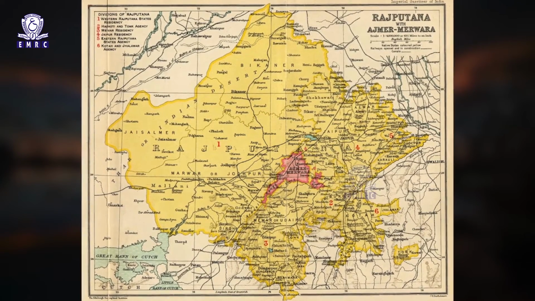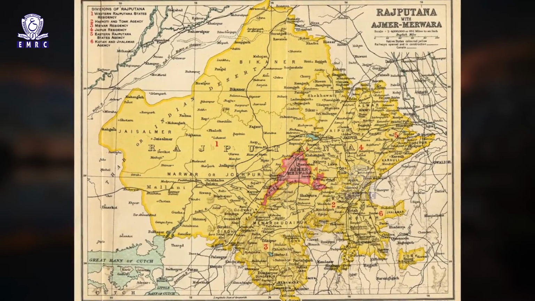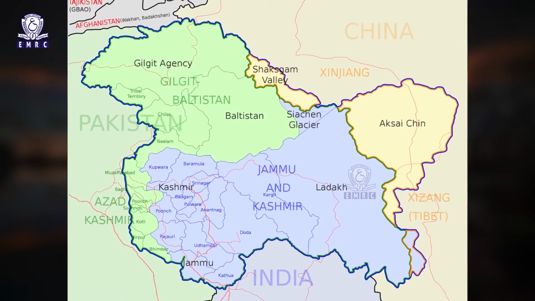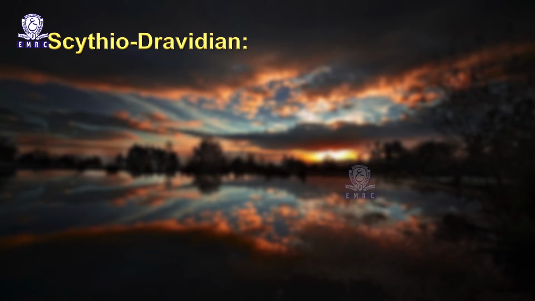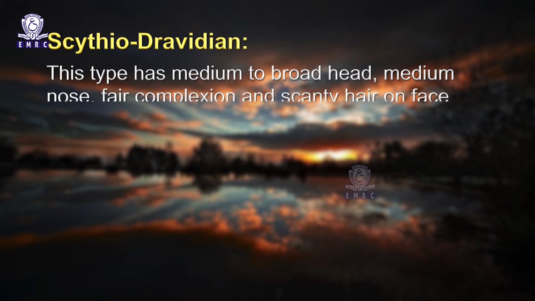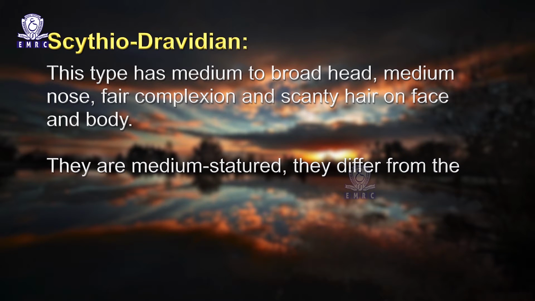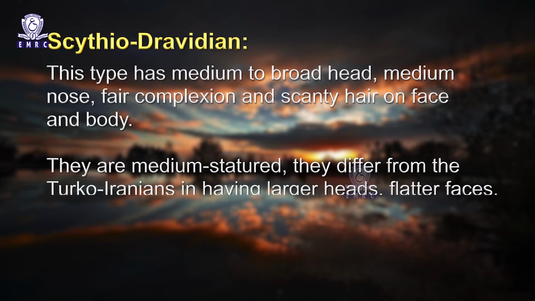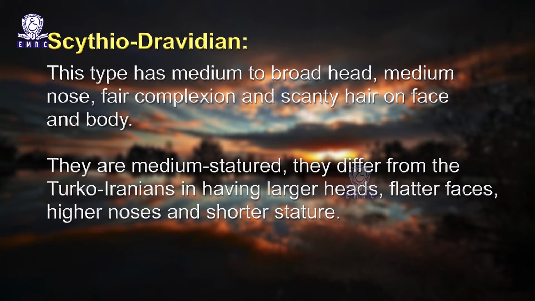This type is found to predominate in Rajputana, the Punjab and the valley of Kashmir. The Jats and the Khatris are some of the examples of this type. The Scythio-Dravidian: this type has medium to broad head, medium nose, fair complexion and scanty hair on face and body. They are medium statured. They differ from the Turco-Iranians in having larger heads, flatter faces, higher nose and shorter statures.